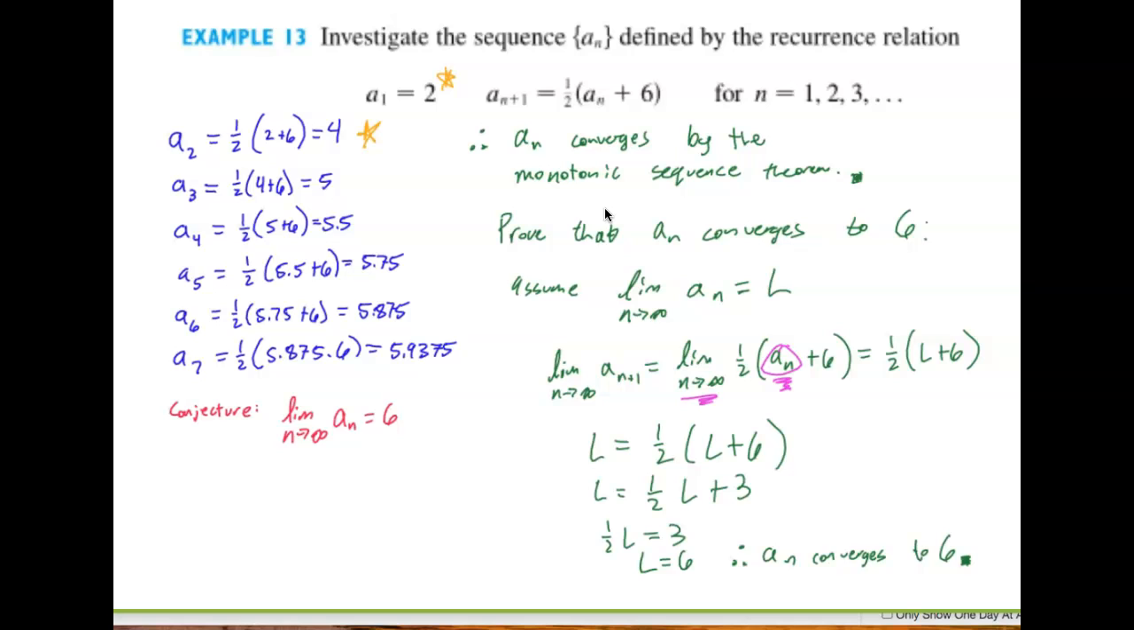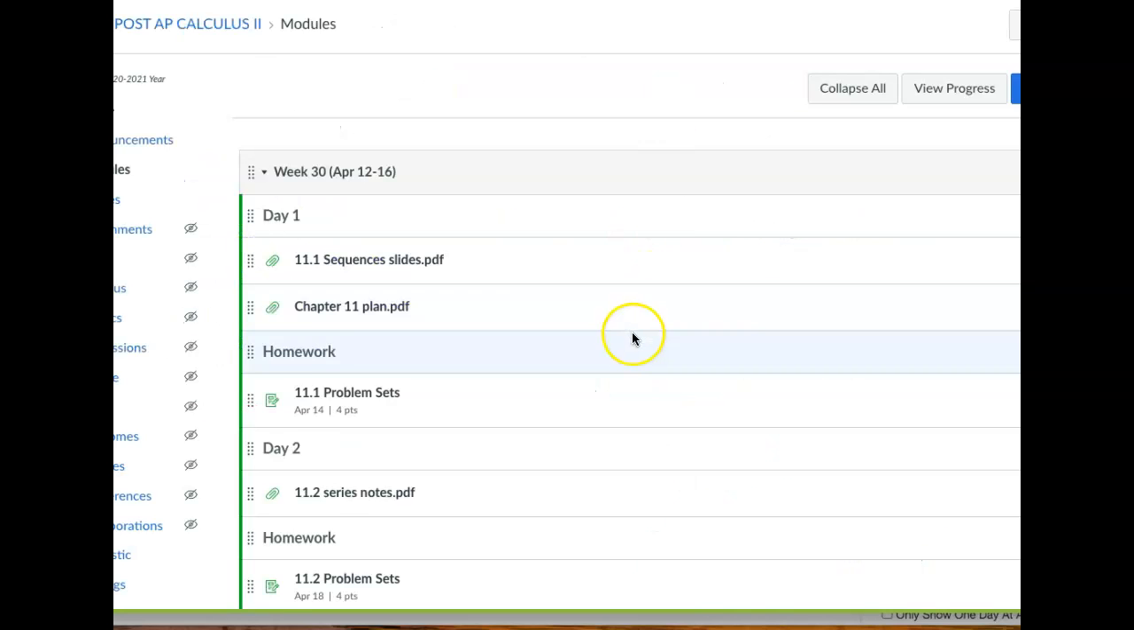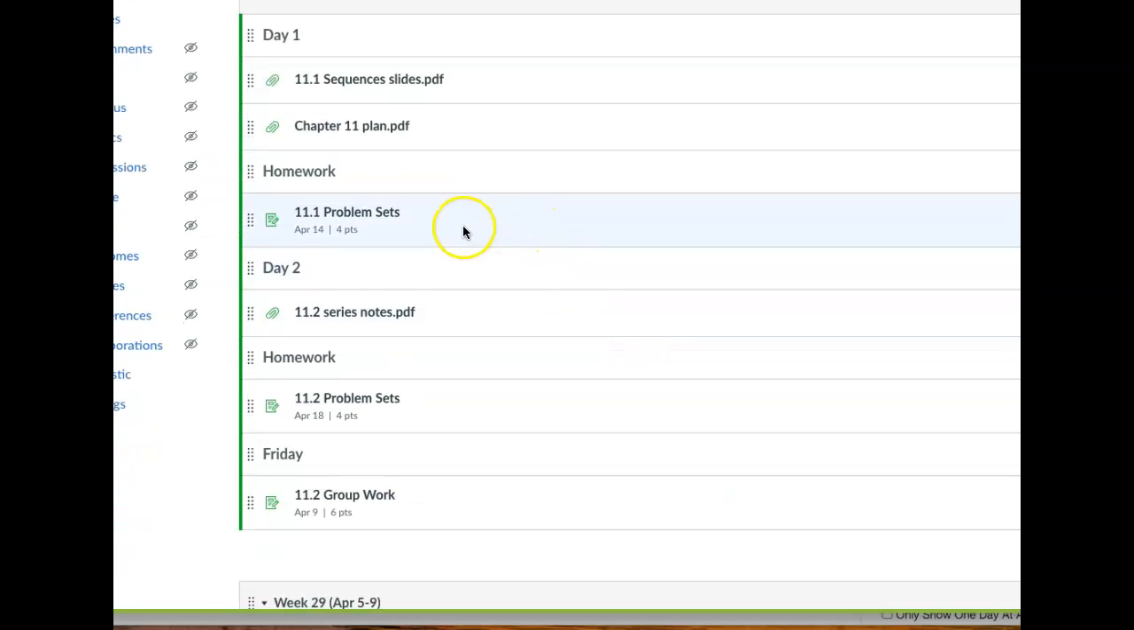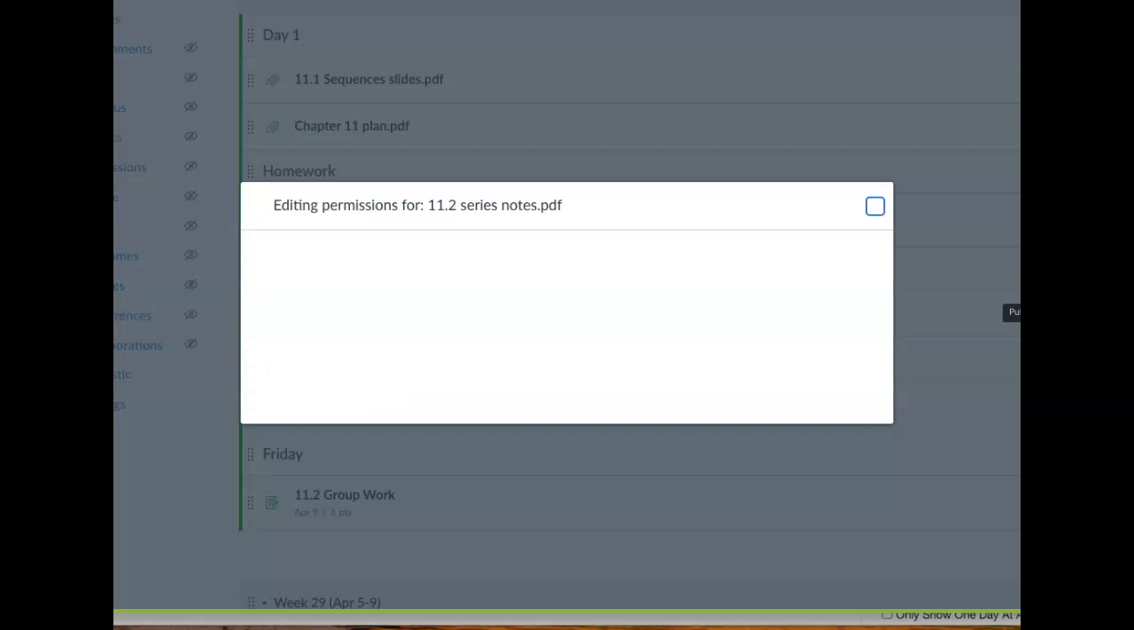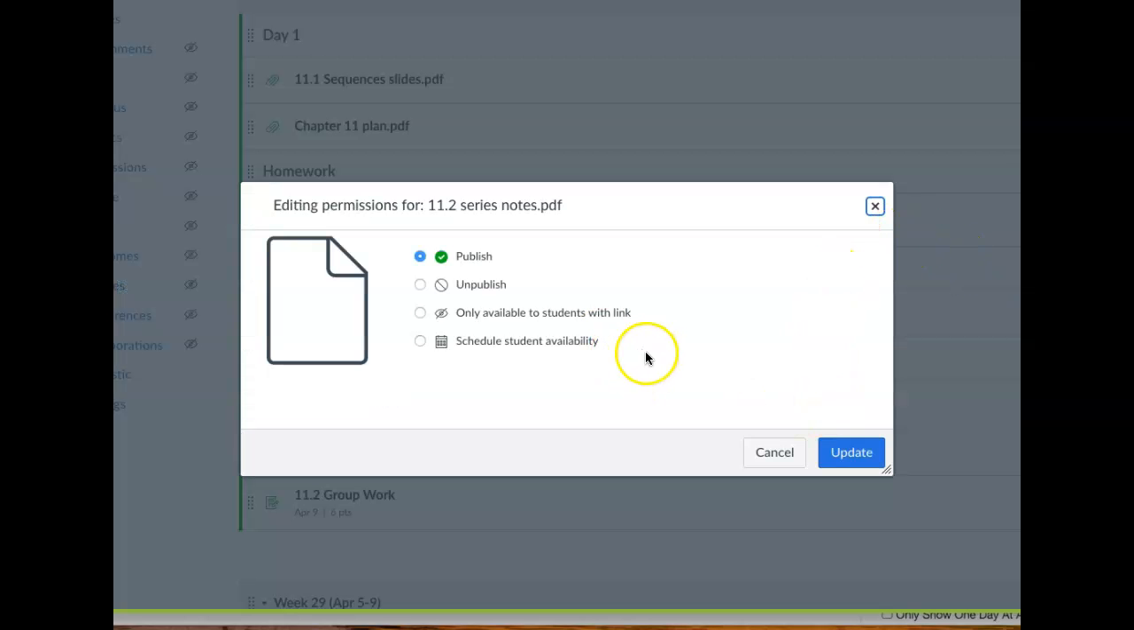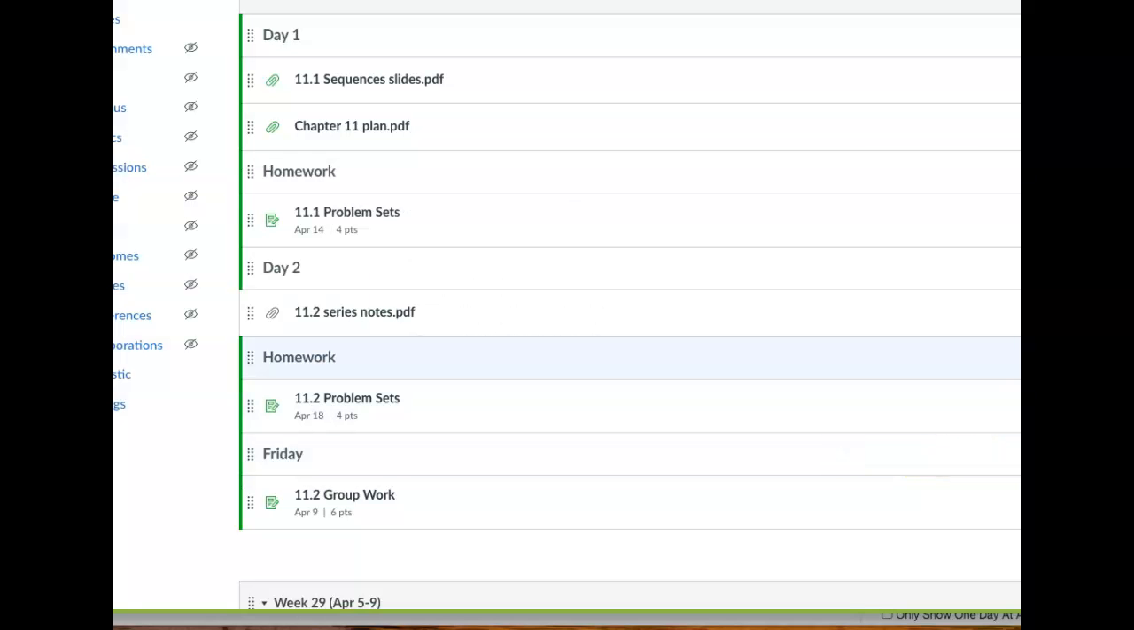All right, and that's it for the problem set you guys have on 11.1 problem set. We didn't get to 11.2. We'll probably start it tomorrow, but I doubt we'll get all the way through it. It's an introduction to series.